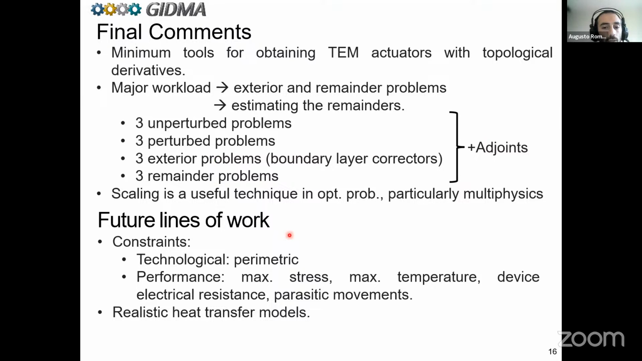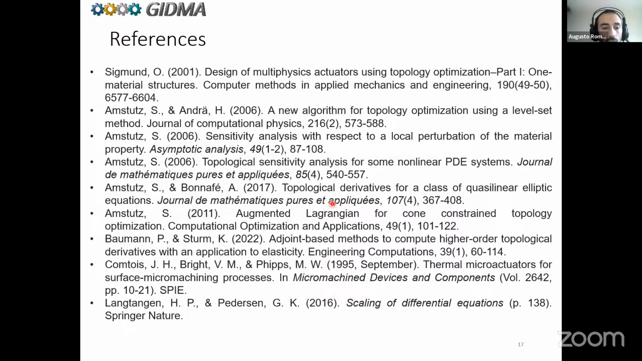Also, we saw that scaling the optimization problems gives us tools to gain insight into how the physical parameters are related to the obtained solutions, and we think that possible future lines of work will be applying technological and performance constraints, and also more realistic heat transfer models in order to obtain ready-to-build designs. So thanks for having me. This is the end of my presentation.